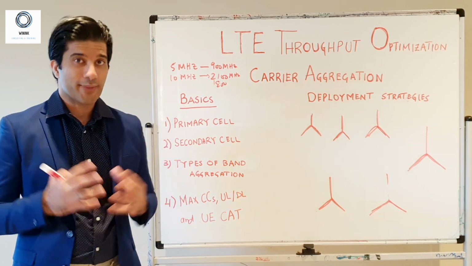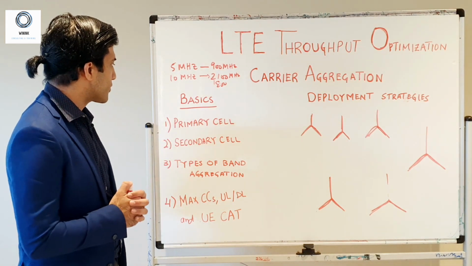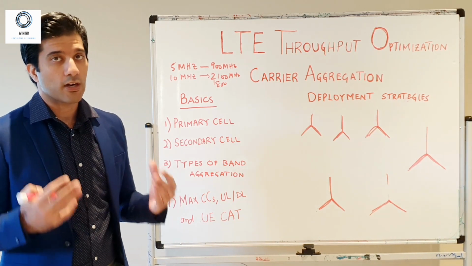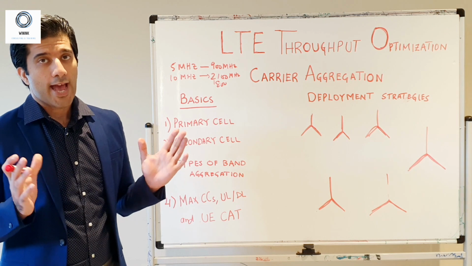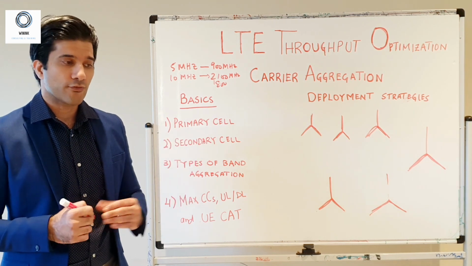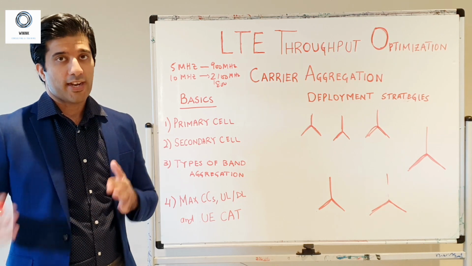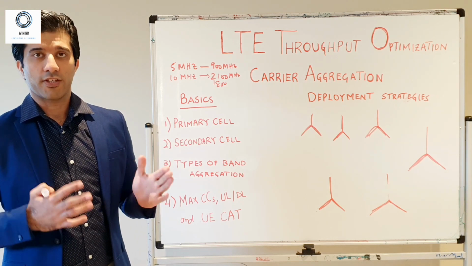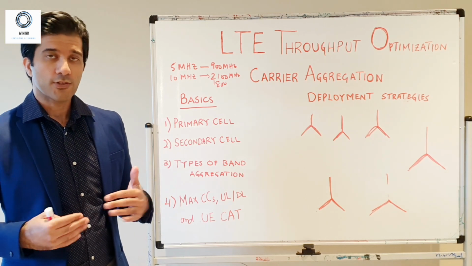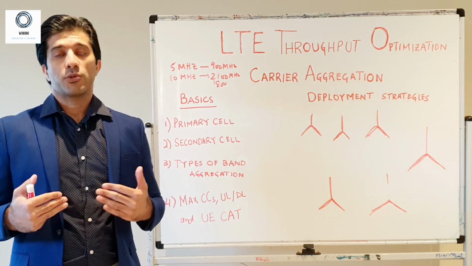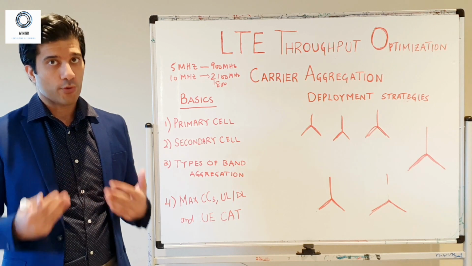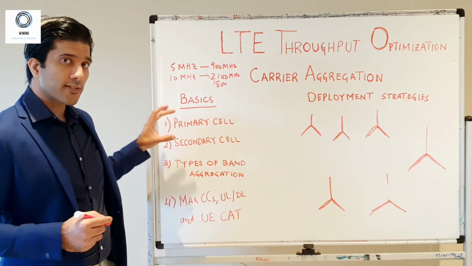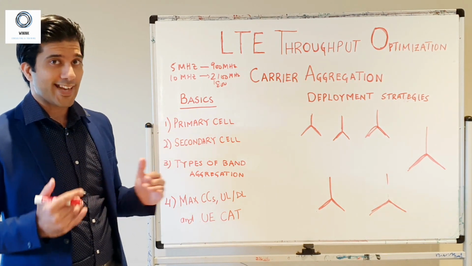So let's begin with the basics. The first is the primary cell. Whenever you are aggregating or combining carriers, they are called component carriers. For example, if you are aggregating a 5 megahertz carrier from your L700 and combining it with another carrier from L700, then each of these will be called a component carrier. If you are aggregating two, then you will say that you are aggregating two component carriers for your particular configuration.